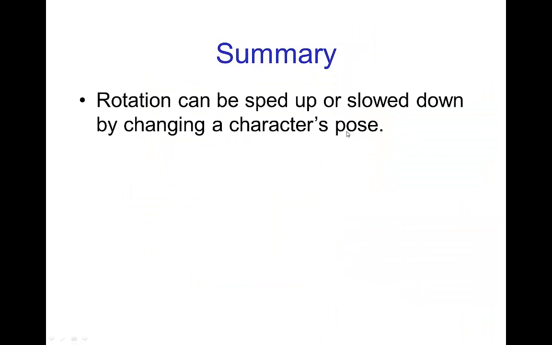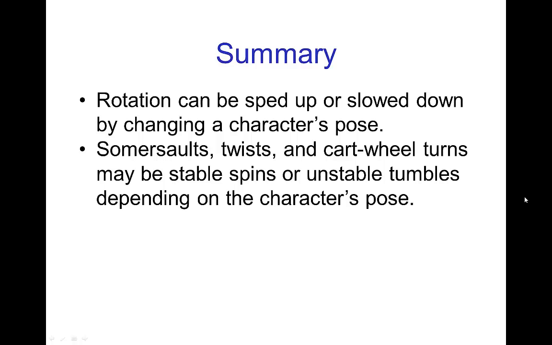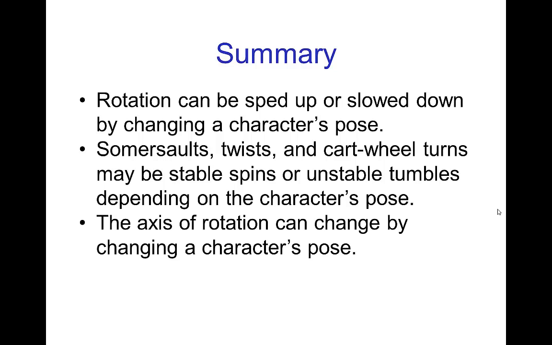So in summary, rotation can be sped up or slowed down by changing a character's pose. Somersaults, twists, and cartwheel turns may be stable spinning motion, or they can be unstable tumbling motion, and it all depends on the character's pose. Gymnasts are very intuitively familiar with these different poses. The axis of rotation can change by changing a character's pose, like we saw with the diver going from a somersault to a somersault with a twist.